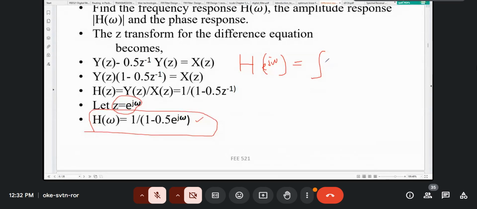That should be the summation, not the integral, sorry. I'm trying to compare the two equations. H of z should be the sum of x of n z to the power minus n. And the other one is minus j omega. So actually z is e to the j omega. So I think this is okay. So you can replace z in this case with e to the j omega.